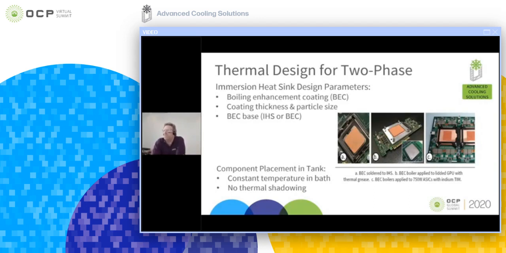When looking at a thermal design for two-phase liquids, the immersion heatsink design parameters are most relevant. So first of all, as just explained, the boiling enhancement coating. Here on the image, you will see a couple of examples of what this enhancement coating looks like. The coating thickness and particle size is of relevance, and the coating base on the integrated heat spreader or boiling enhancement coating is a relevant consideration. In this presentation, Jimil Shah from 3M is also present, and he can elaborate a little bit further.